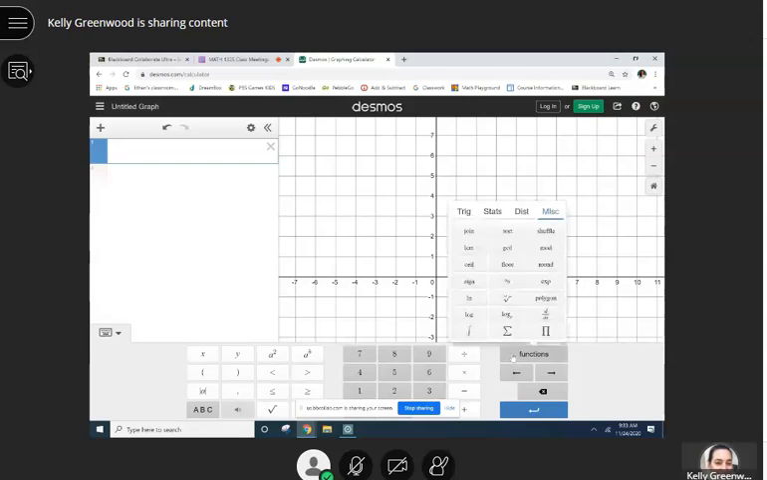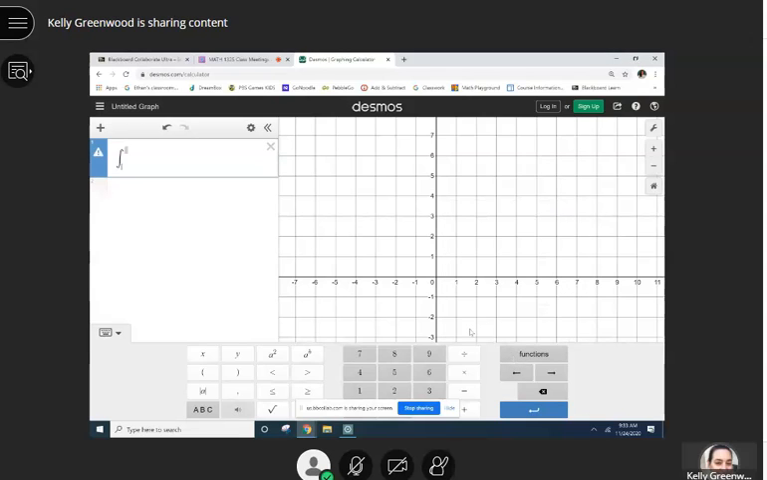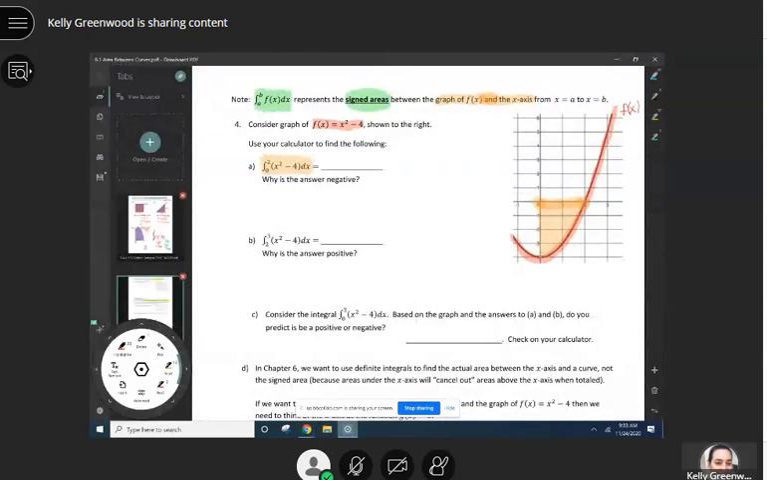Okay, so the integral from 0 to 2 of x squared minus 4. And it's telling me negative 5.3333. Now, normally in math, areas aren't negative because normally we think of area as like length times width, and lengths can't be negatives and widths can't be negatives, right?